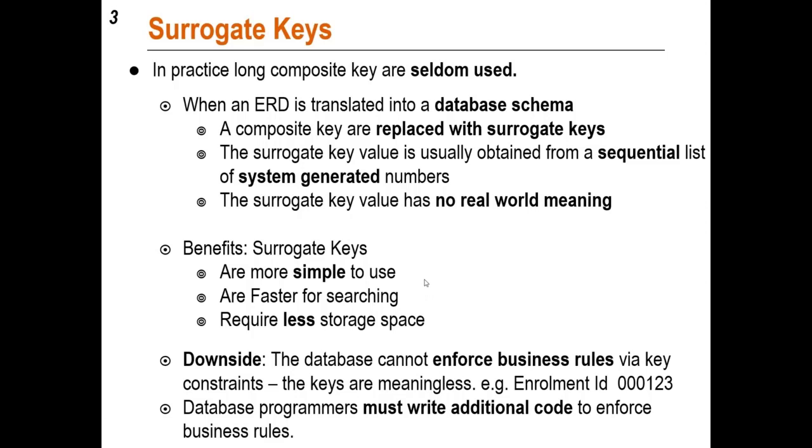The main benefit of surrogate keys is that they are very simple to use, and searching is faster because it's a sequential number, and it also requires less storage space compared to long, clumsy composite keys. But the main disadvantage of surrogate keys is that we are not able to enforce the business rules and show constraints in our databases, because there is no meaning attached to any of these sequential numbers.